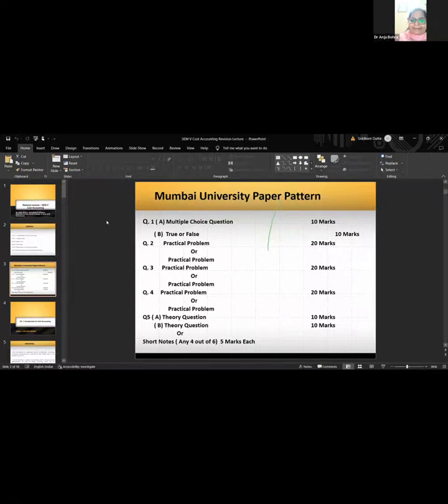Question number 3 again practical problem. Question number 4 again practical problem. So second, third and fourth will be practical problems. Question number 5 will be again 2 पार्ट में रहेगा, A and B. 10 मार्क्स के 2 थ्योरी क्वेश्चंस रहेंगे. Either you attend this or short notes रहेंगे 6, out of which you need to attend 4, 5 marks of each. Okay, so these 5 questions will be there. Question number 1 objective, question number 2 practical, 3 practical, 4 practical, and 5th will be your theory question, और उसके सामने आपके short notes रहेंगे.